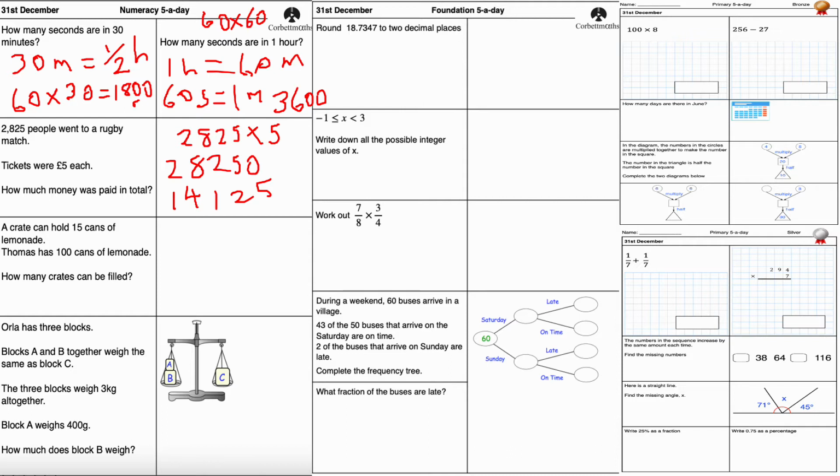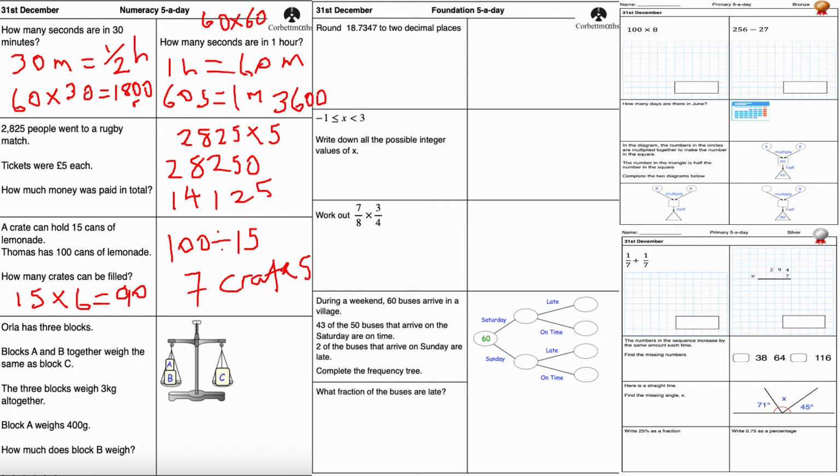I apologise. Okay, a crate can hold 15 cans of lemonade. Thomas has 100 cans of lemonade. So work out the number of crates that can be filled. Well, 100 divided by 15 will tell me the number that I need. So 15 times table. Well, 15 times 6 I know is 90. So there's going to be 10 remaining. So that means 7 crates can be filled. Okay. Next question, guys.